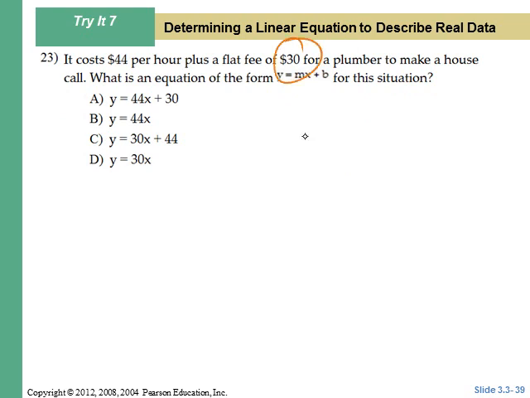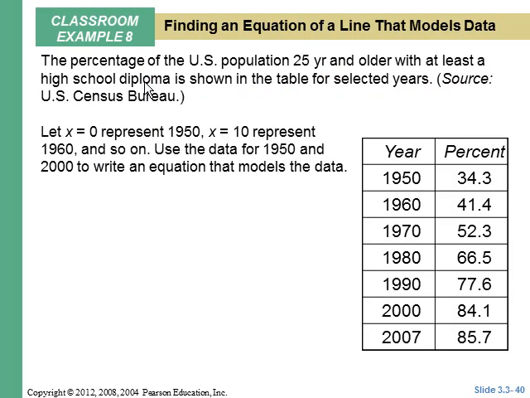Flat fee is $30, so plus 30. Slope is 44x, so y equals 44x plus 30. It's letter A. This one.